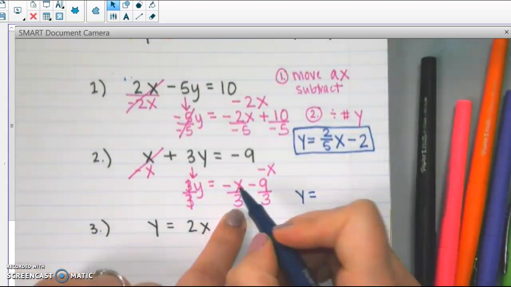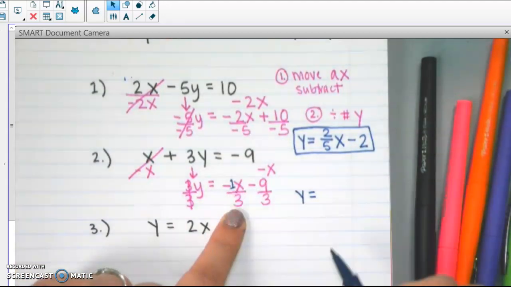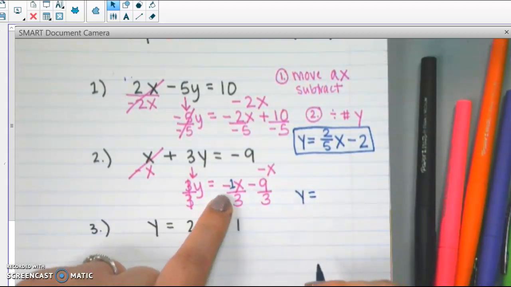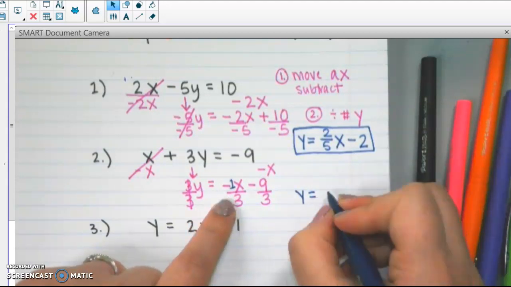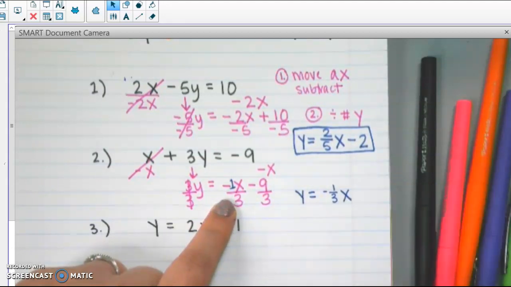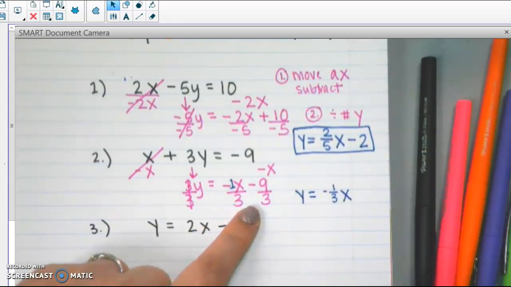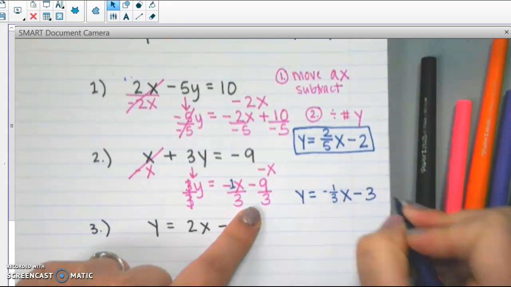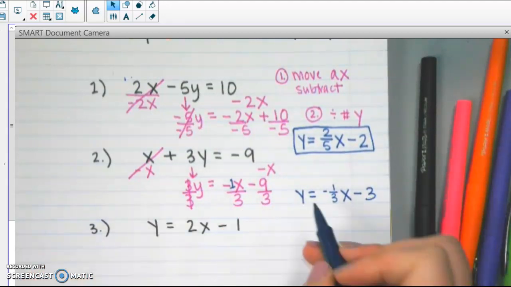So I could always put a 1 in front of x if there was not a number there. To make that look a little less weird, I'm going to just put the fraction, that negative 1 over 3. That's the piece that should look like my slope. I'm just going to put that first, and then I'm going to put x. And then that negative 9 divided by 3 is negative 3, so we write that as minus 3.